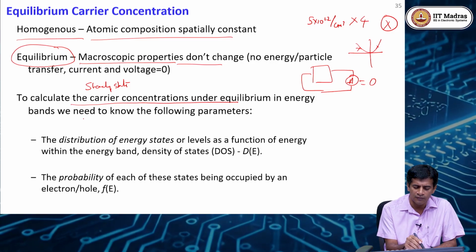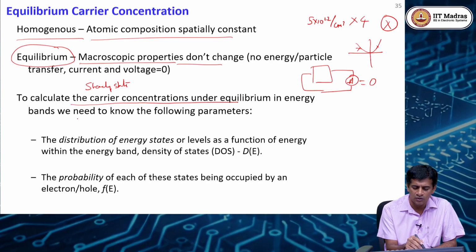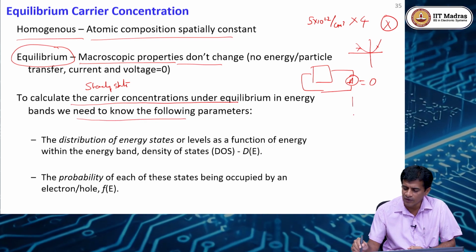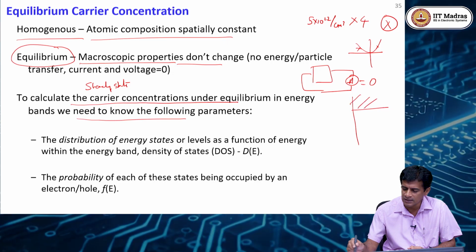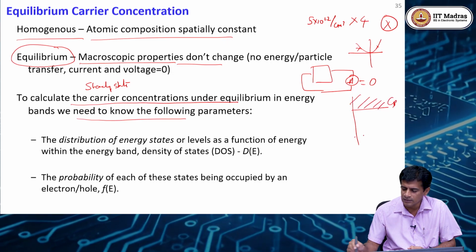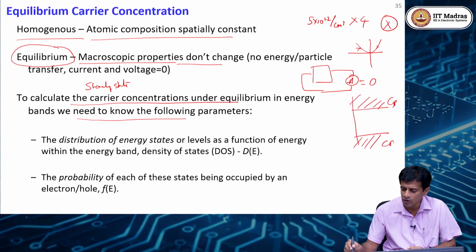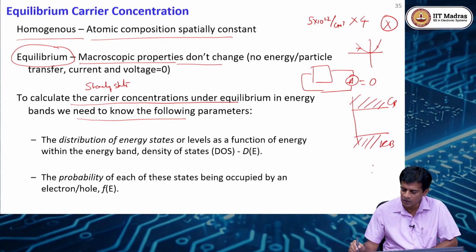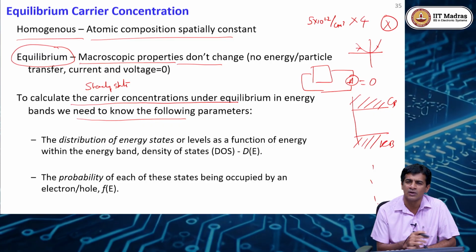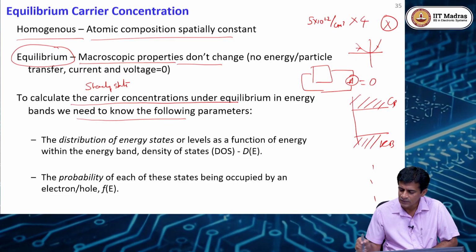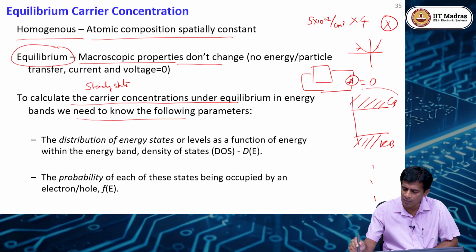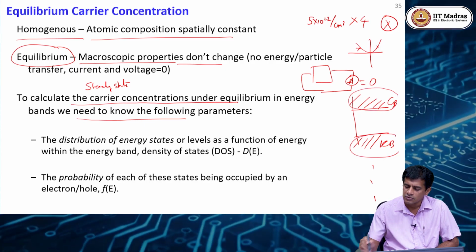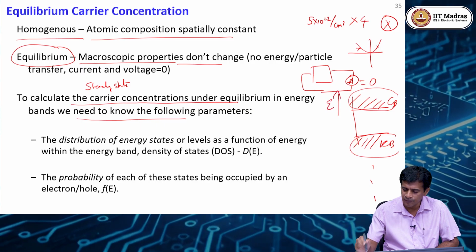In order to find the carrier concentration, we need to know two things. We already know that there are bands like a conduction band and a valence band. We don't need to worry about the bands below the valence band because they are all full. So essentially we need to concentrate on the conduction band and the valence band. So this is against energy.